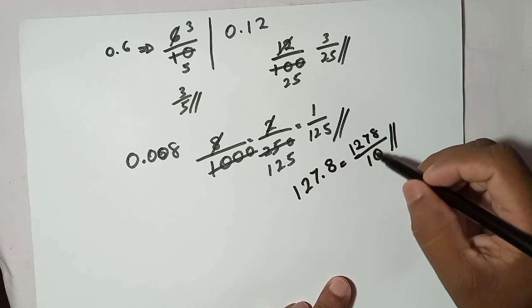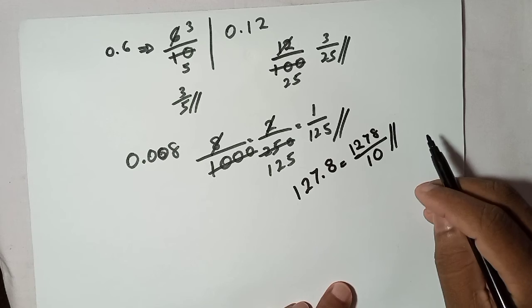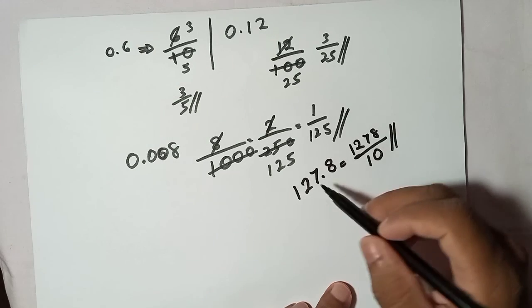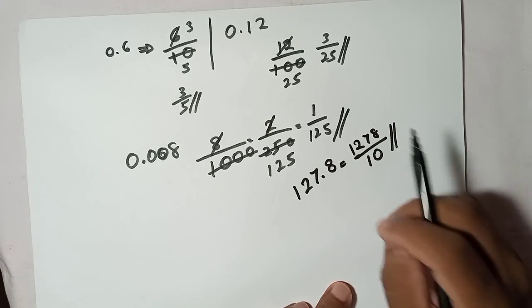When you convert to a fraction, this is the answer. But after that you can simplify this, you can divide both by 2 and so on. But this is the main idea. If you need to convert any decimal number to a fraction, this is the simple way.